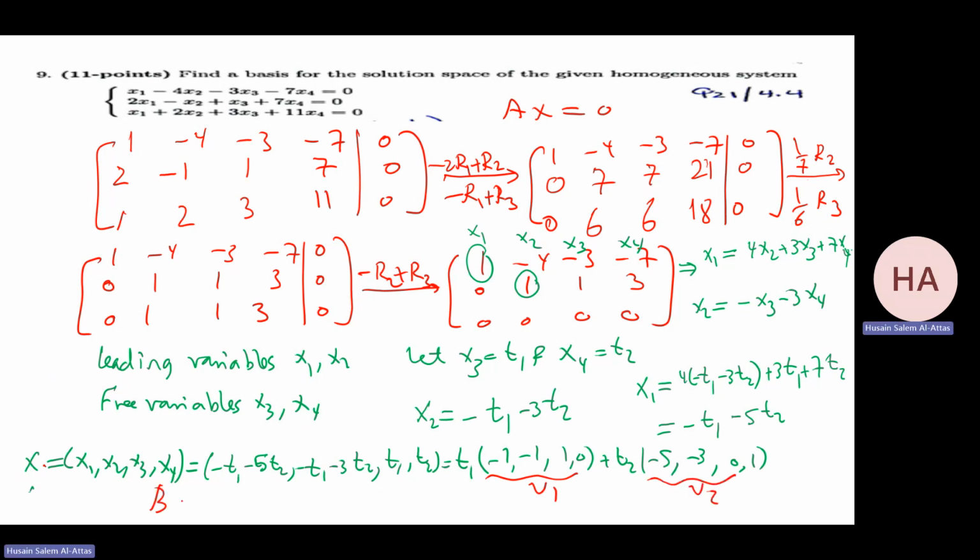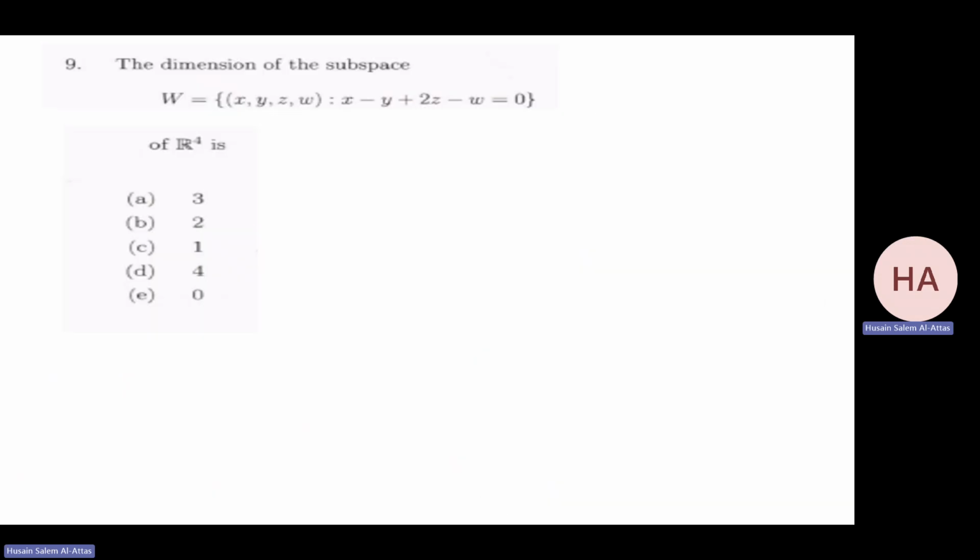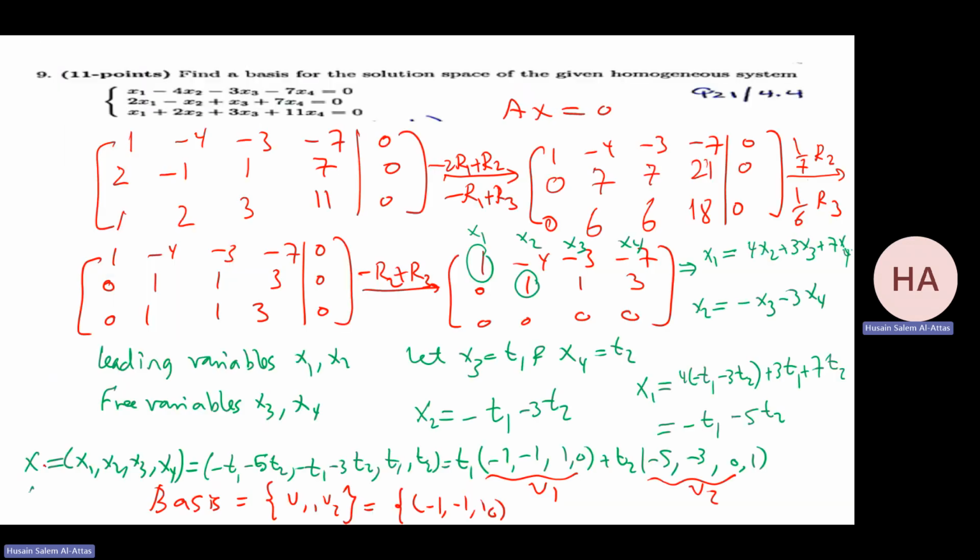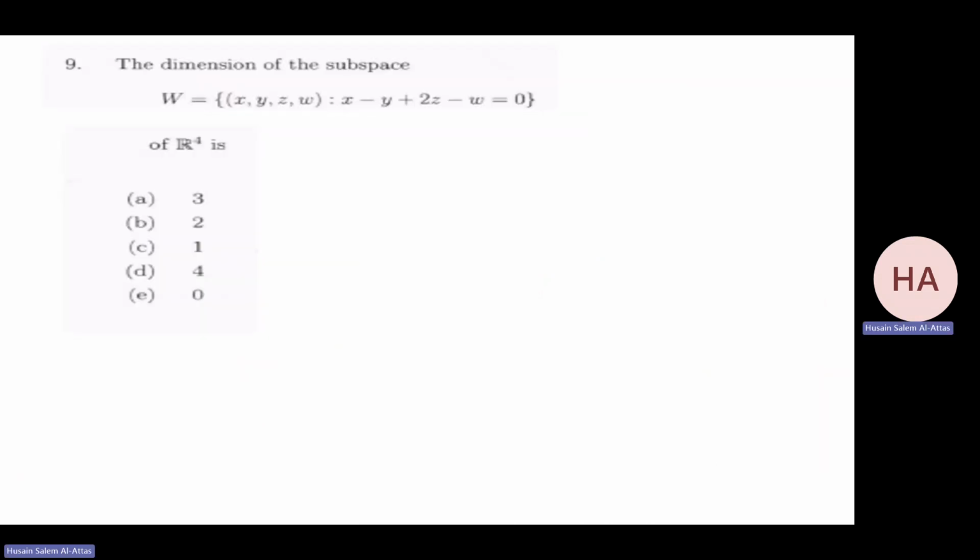What are the bases? V1, V2, which if you wanted to write it: minus 1, minus 1, 1, 0 and minus 5, minus 3, 0, 1. That would be the basis. Okay, the dimension. You want the dimension, no need to go more than this.